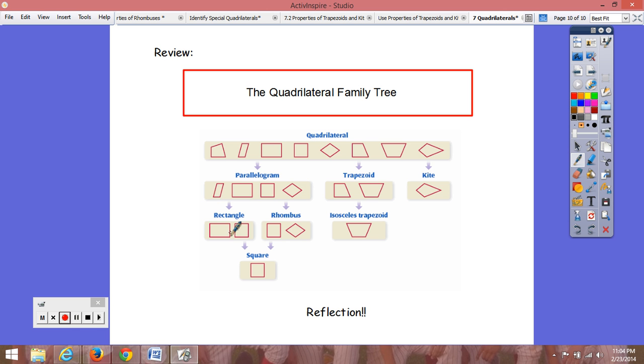Now from the parallelogram we can go to rectangles or rhombuses. Rectangles are parallelograms with 4 right angles, and rhombuses are parallelograms with 4 congruent sides. And from there we have a square, which is a parallelogram with both 4 right angles and 4 congruent sides. And after the trapezoid, our next step would be an isosceles trapezoid. That is just a trapezoid where the 2 legs are congruent.